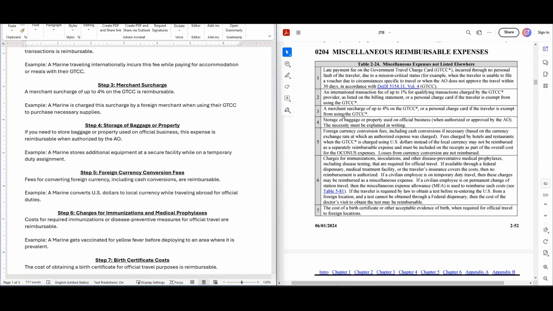So down here, the merchant surcharge of up to 4% on the government travel charge card, or a personal charge card if the traveler is exempt from using the government travel charge card. Again, these aren't all government travel charge card related expenses. It's only for official reimbursable expenses based on the direction, if you were told to use your government travel charge card or if you were exempt and you used your personal card. So a Marine is charged a surcharge by a foreign merchant after using the government travel charge card to purchase necessity supplies.